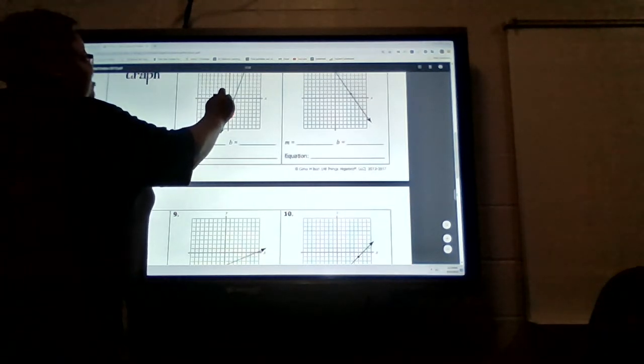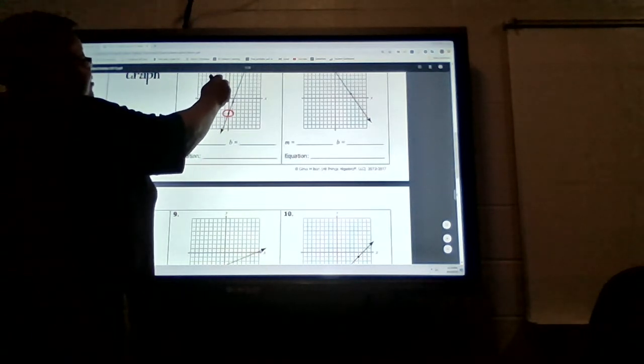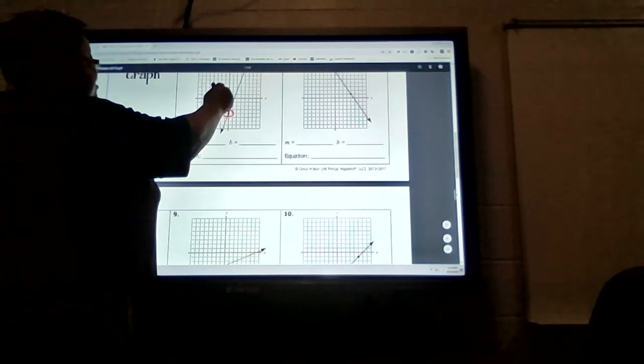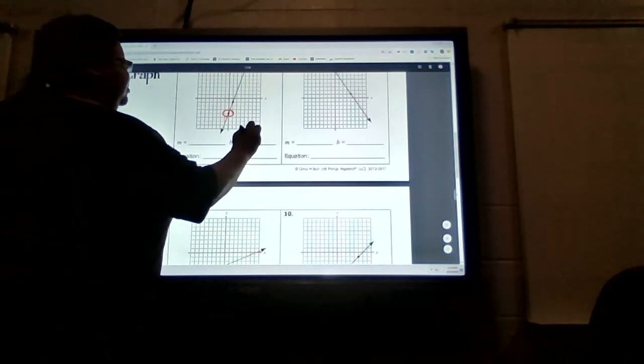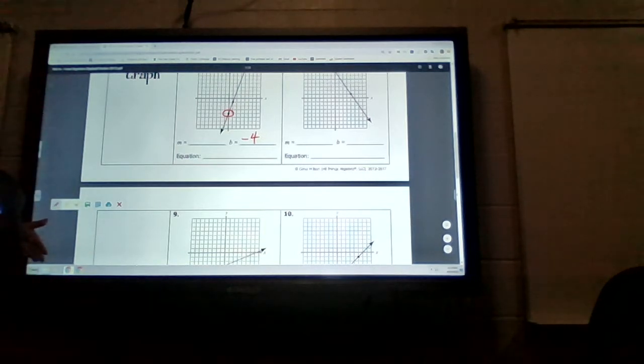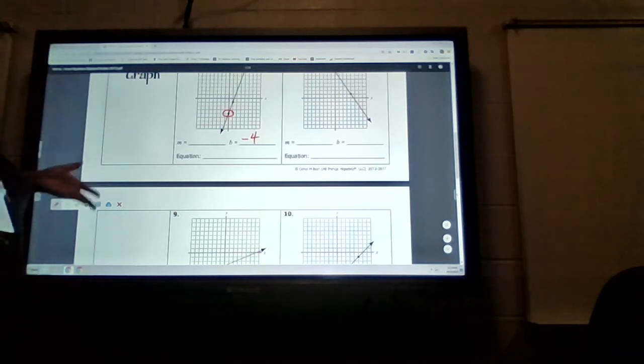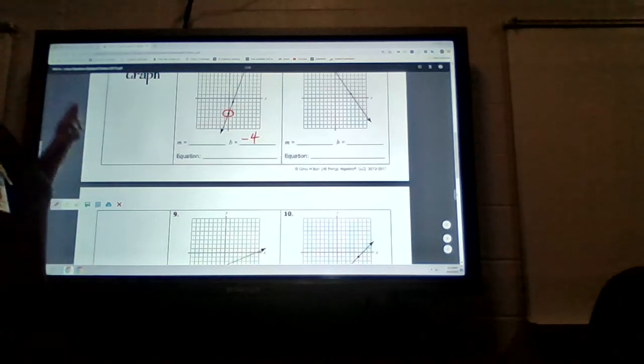So I start here at my origin and I'm going down, so it's -1, 2, 3, 4. That's a -4. So that is my y-intercept. That's where the equation crosses the y-axis, the vertical axis. So that's your y-intercept. Usually easy to find. If you speak Spanish, it's intersección de Y.